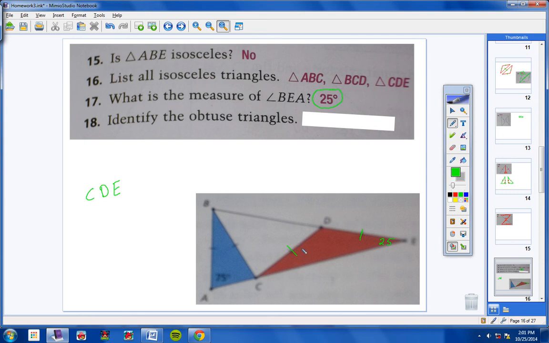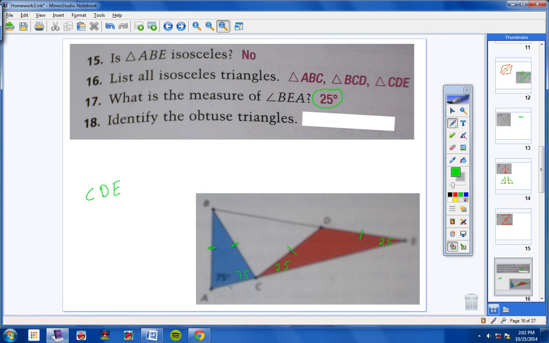Thus, their opposite angles are congruent. So if this angle is 25, this angle is 25. Now, same thing here. This side here is congruent to this side here. So in this blue triangle, this angle here has to be congruent to this angle here. So if this is 75 degrees here, this is 75.